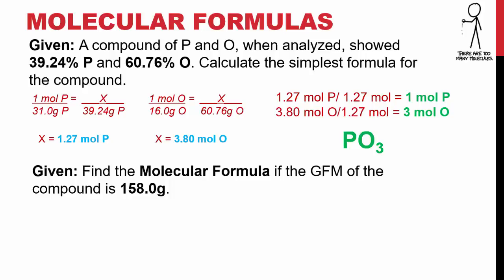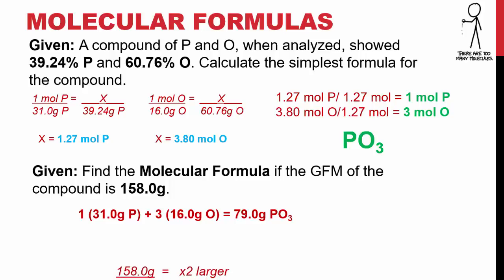When we put that into a formula, we get PO3. So now we have our empirical formula, which is in green. PO3 is our empirical. And now we want to find out what the actual molecular formula is if the GFM of the compound is 158 grams. So the first step we have to do is find out the GFM of our empirical formula, which comes out to be 79 grams. We know our molecular formula is 158 grams, so we take molecular divided by 79, and that tells us it's going to be 2 times larger.